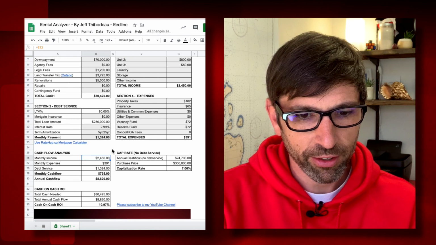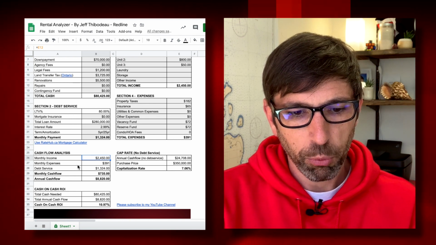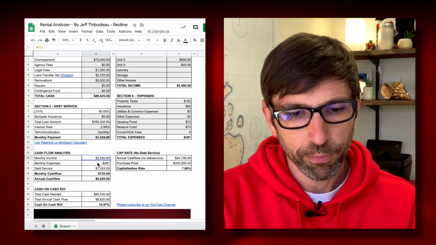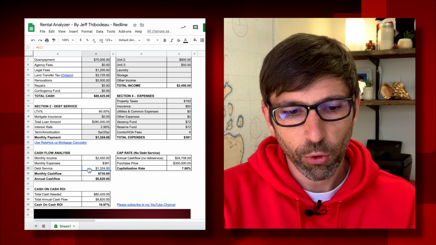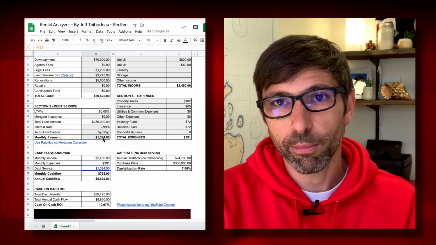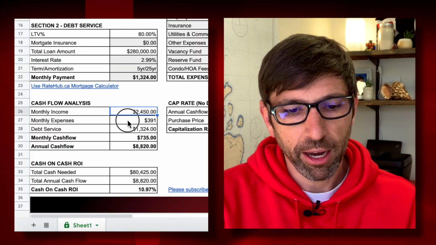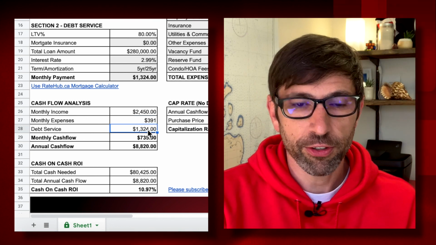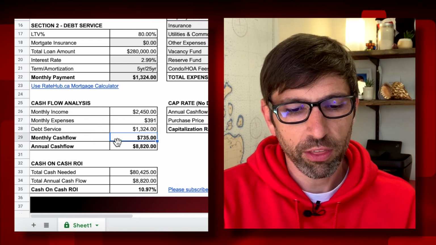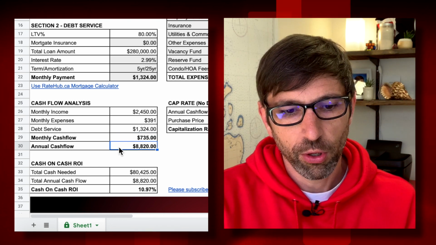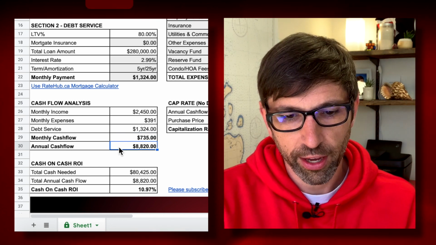So that's just bringing this number down from up here. Then we're bringing in our total monthly expenses. That's just bringing this number in from over here. And then we're bringing in our total debt service, which again is just bringing this number from up here down here. So if we have income minus expenses minus debt service, then we find ourselves with our monthly cash flow. And if we multiply that by 12, we're going to find ourselves with our annual cash flow.